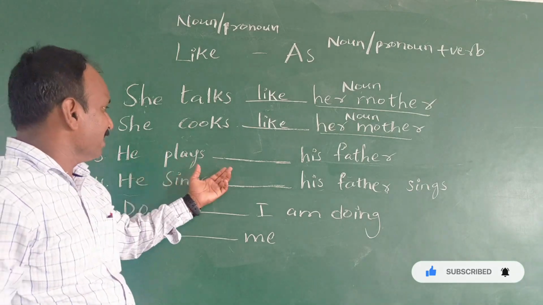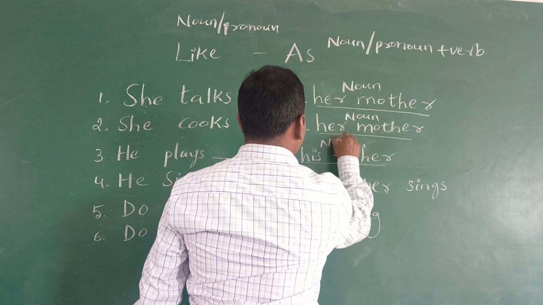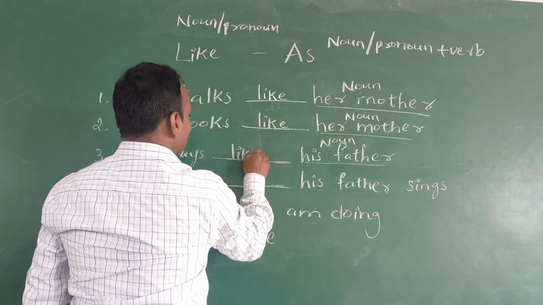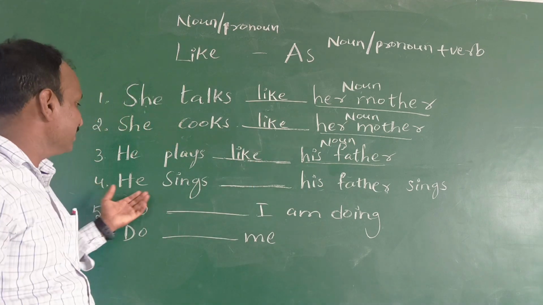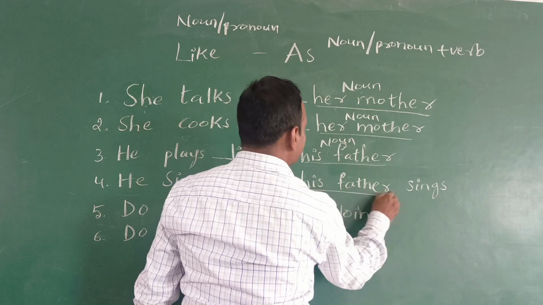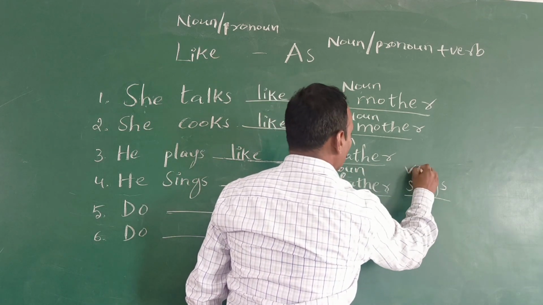He plays dash his father. His father is a noun. So before noun we have to use like. Now you tell me here fourth one. He sings dash his father sings. His father is a noun and sings is verb.